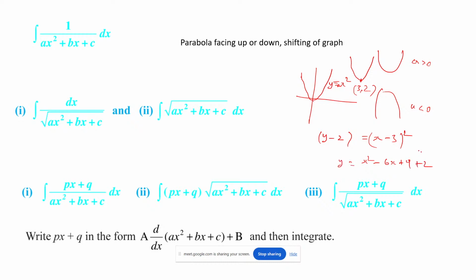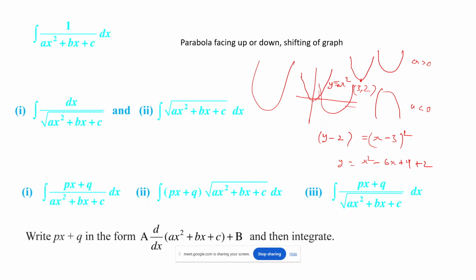Okay? You will get something like this. Agreed? So this kind of graph, if a is positive, will look something like this, or something like this, but it's all facing upwards. Either it might touch the x-axis or it might not touch the x-axis.